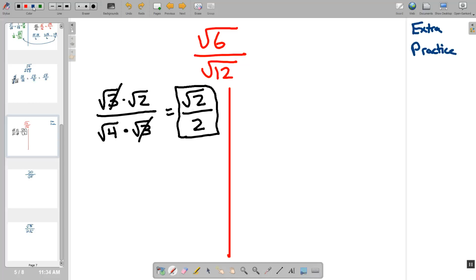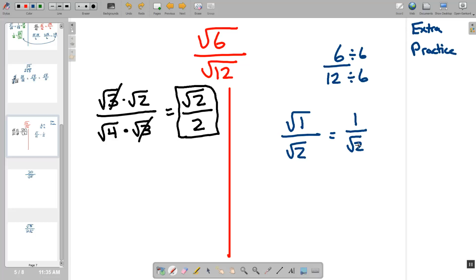However, if I simplify my fraction before I start by dividing both of these numbers by 6, I end up getting the square root of 1 over the square root of 2, which is equal to 1 over the square root of 2. So my problem is actually done quicker once again, except I have an irrational number in the denominator. And I want to make sure I always rationalize the denominator. I need only rational numbers in the denominator.